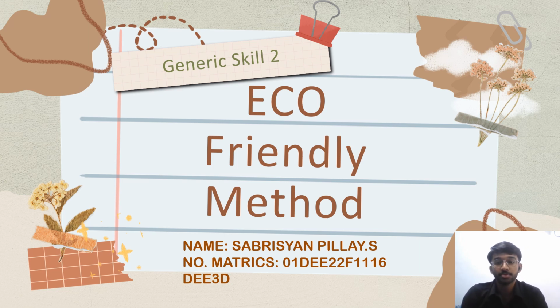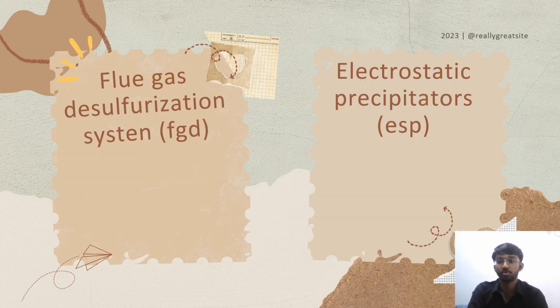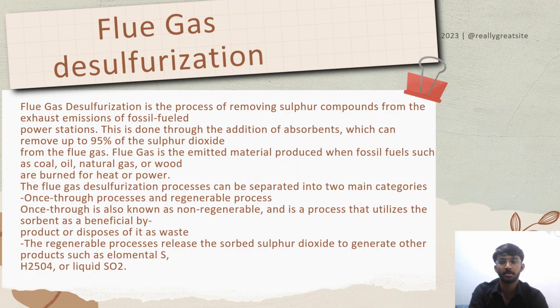Today I'm going to be talking about the eco-friendly methods of the system in power plants. The two methods I'm going to be talking about today are the flue gas desulfurization system (FGD) and electrostatic precipitators (ESP). Okay, firstly, the flue gas desulfurization method.